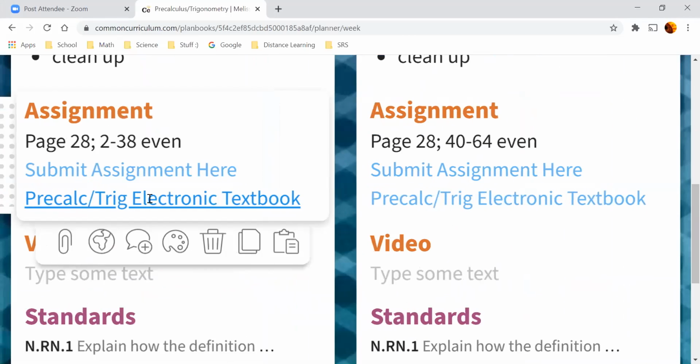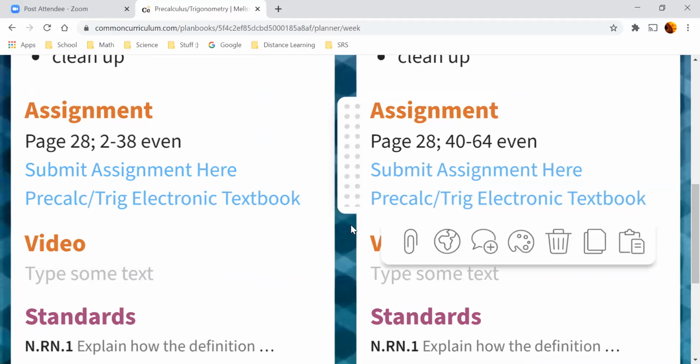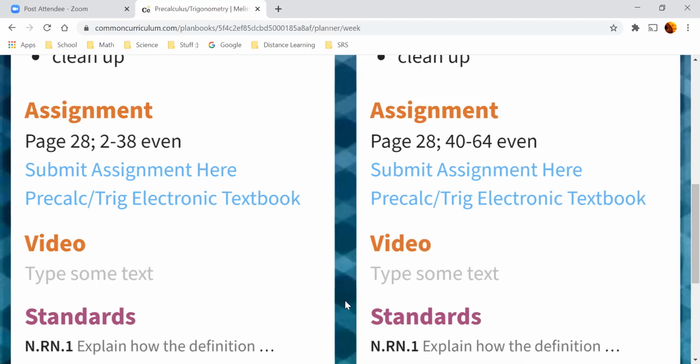So for today, we just have some little even problems to work on. All right, on page 28, 2 to 38 even. Not too bad.